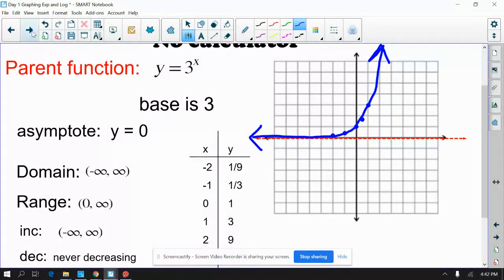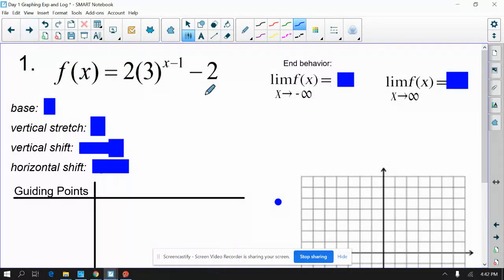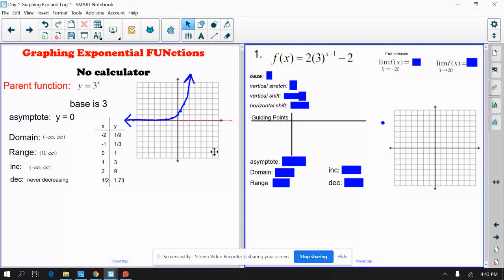No calculator needed. Now, 3 transformations just took place from that previous one. What transformations took place? Well, the base is still 3. There was a vertical stretch. I multiplied it by 2, so all these y values are going to be doubled. That's the vertical stretch. Was there a vertical shift? Yes, down 2. So after all these y values are doubled, then you subtract 2. And then was there a horizontal shift?